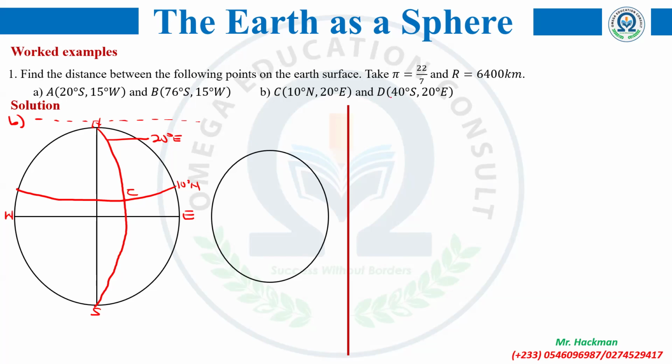D, what are we looking for? 40 degrees south. South will be here, so I come down. This is 10, so 40 should come down more. Let me curve it a little. That gives you 40 degrees south, and the 20 degrees east you have already drawn. So that will give you your point D. My professors, are you with me? Yes, please.